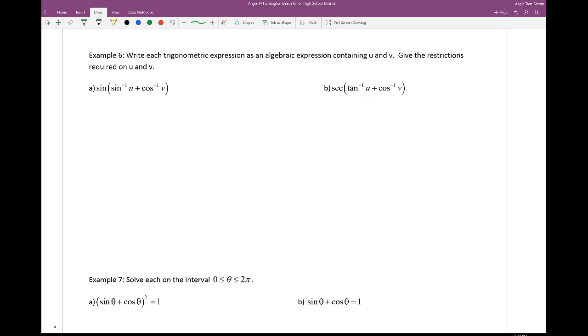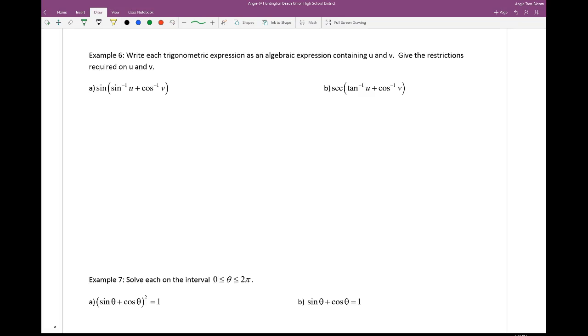All right, here is example 6. Write each trigonometric expression as an algebraic expression containing u and v. Give the restrictions required on u. So let's start with example A.